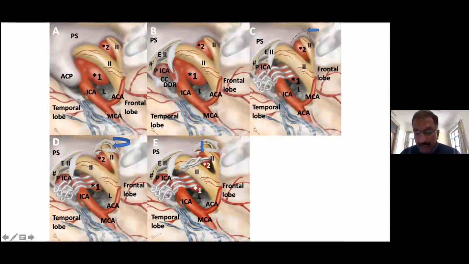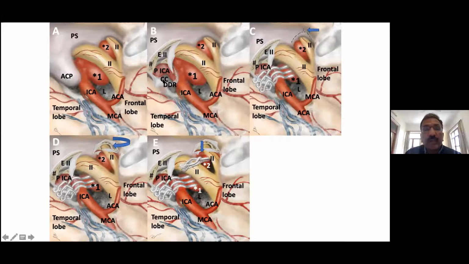So when we look at the angiogram, you see this is the second nerve, this is another second nerve. You see that this is the one aneurysm, this is the second aneurysm. Both of them are lifting up the optic nerve, and this patient presented with bilateral visual deficits.